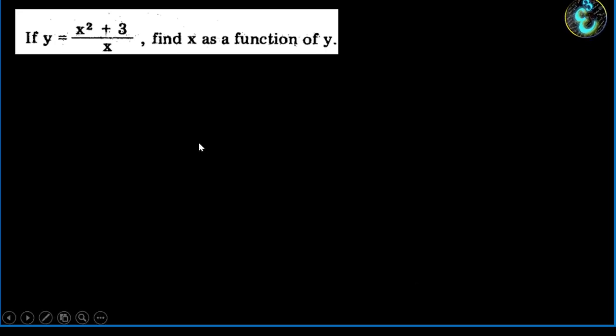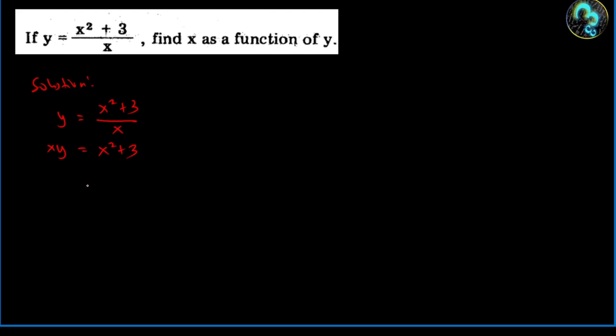Okay, for our final example, we have this one. y is equal to x squared plus 3 over x. Find x as a function of y. Okay, solution. First, let's evaluate this one. We have y equals x squared plus 3 over x. So transpose x to the other side of the equation. So we have xy is equal to x squared plus 3. Then transpose this one to the other side. So we will have 0 is equal to x squared minus xy plus 3. Then interchange: x squared minus xy plus 3 is equal to 0.